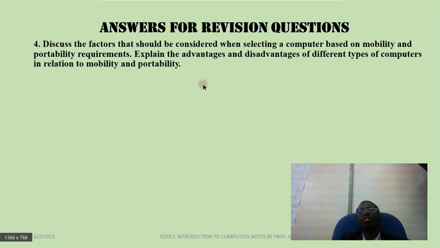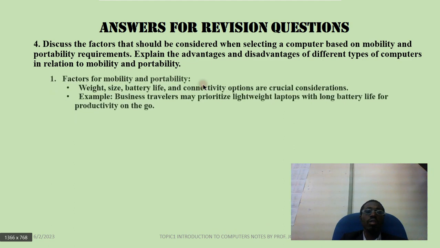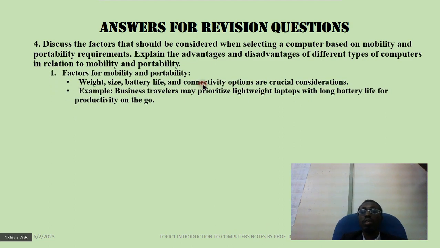Discuss the factors that should be considered when selecting a computer based on mobility. We are talking about how portable it will be, or how easy it is to move from one end to another. You need to look at the factors that suit this. Then explain the advantages and disadvantages of different types of computers in relation to mobility and portability. For mobility and portability, weight, size, battery life, and connectivity options are crucial.